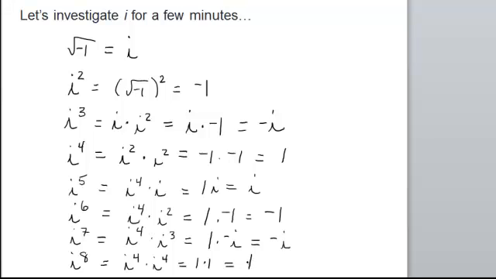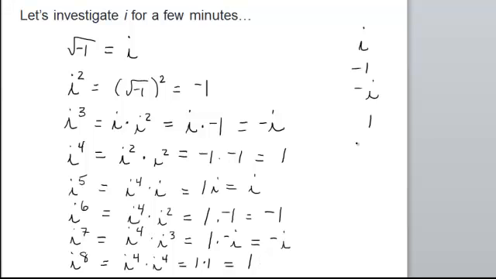Do you see any kind of pattern here? i, negative 1, negative i, 1. i, negative 1, negative i, 1. Isn't that interesting? This pattern will continue on and on forever. So as long as you keep increasing these exponents by 1 each time, then this pattern will continue.